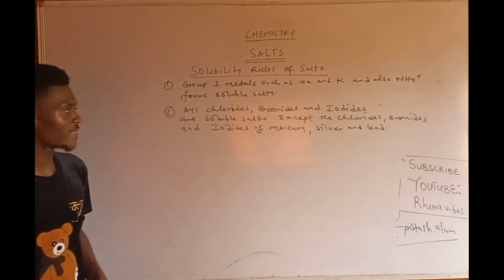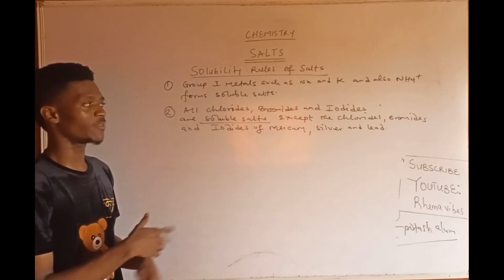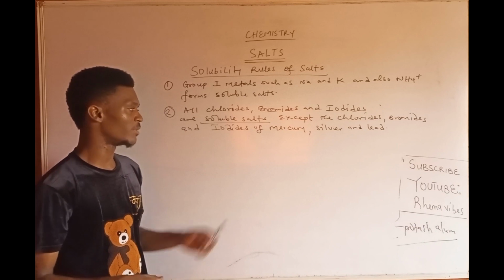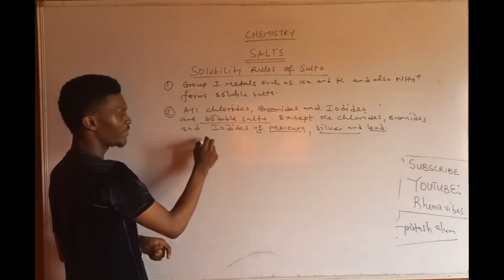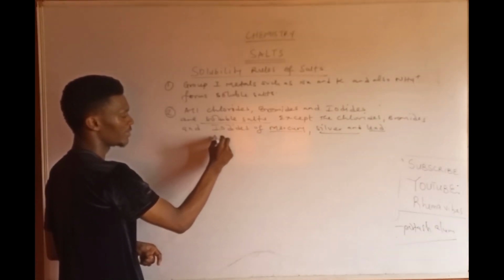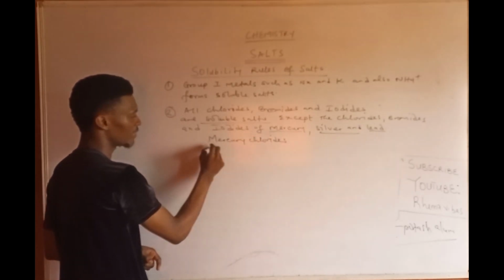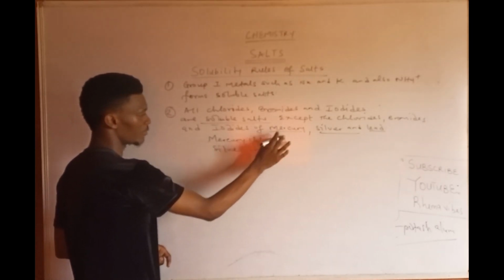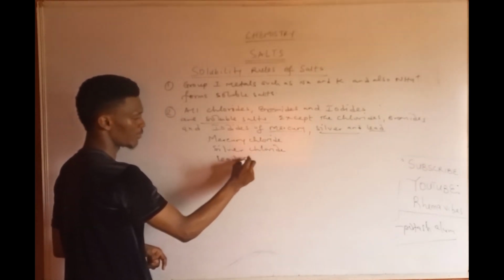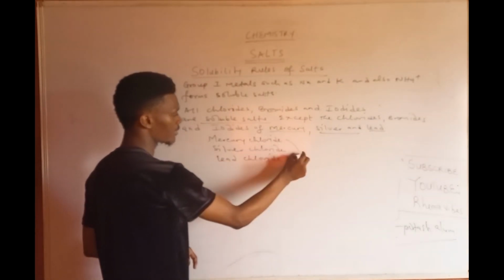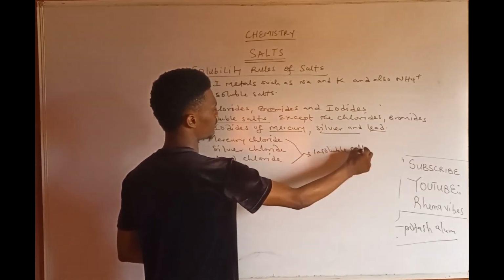So all chlorides, bromides, and iodides are soluble salts. It means that the chloride, bromide, or iodide of any other metal is considered soluble, with the exemption of mercury, silver, and lead. So if I'm having mercury chloride, silver chloride, and lead chloride, these chlorides are considered to be insoluble. You get the point? So these are insoluble salts.